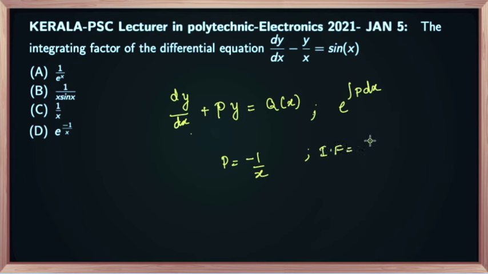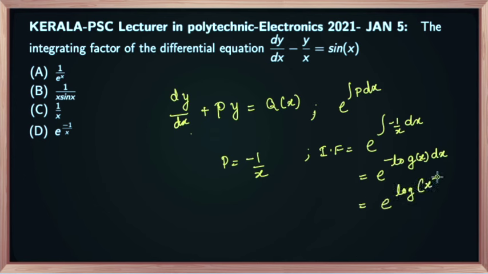Integrating factor will be equal to e raised to integral minus 1 by x dx, right? So that is equal to e raised to minus log x, right? So that is e raised to log of x to the power minus 1, which is equal to e raised to log of 1 by x, and e raised to log of any function is that function itself, so the answer is 1 by x. So option C is the correct answer.